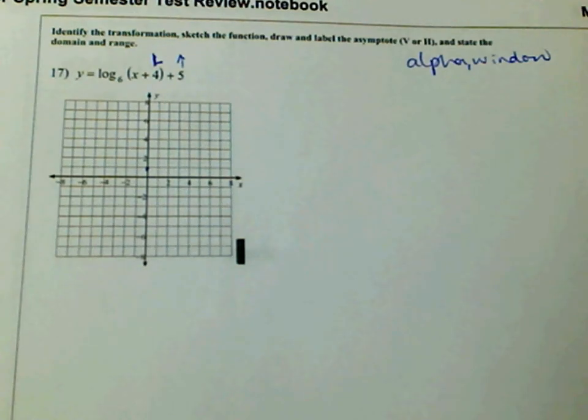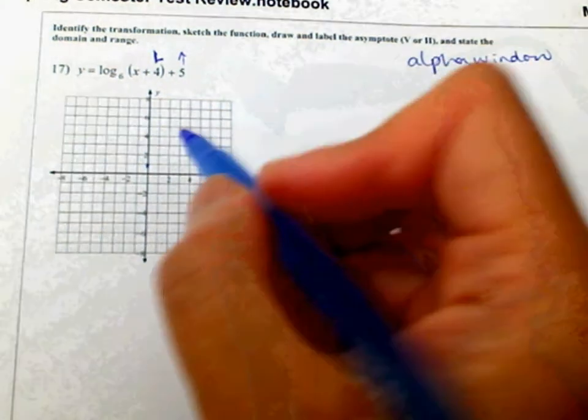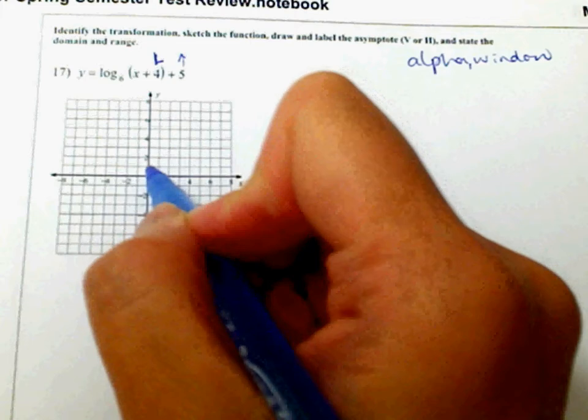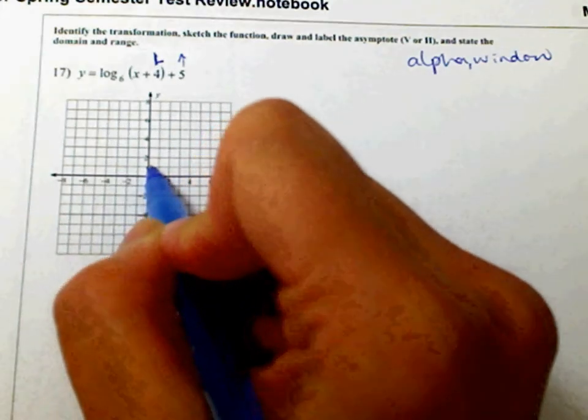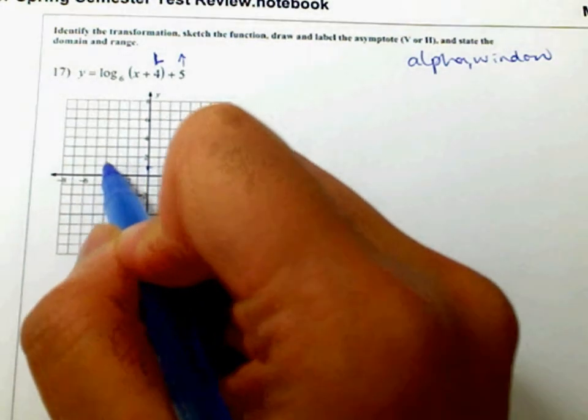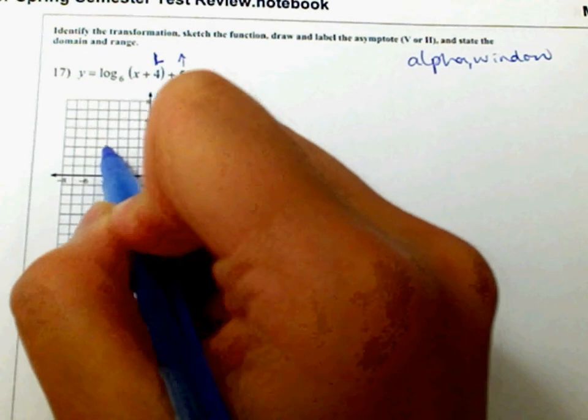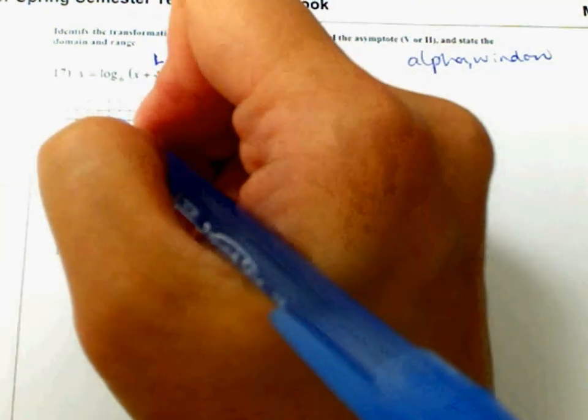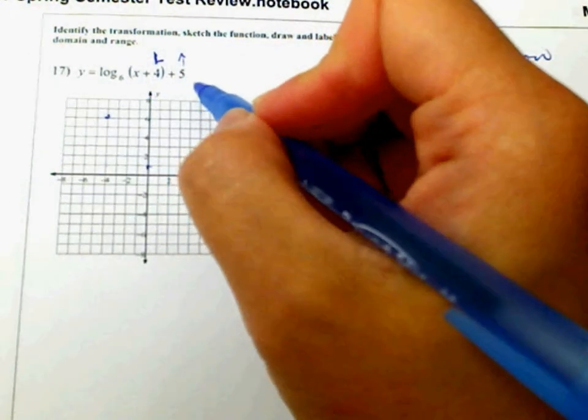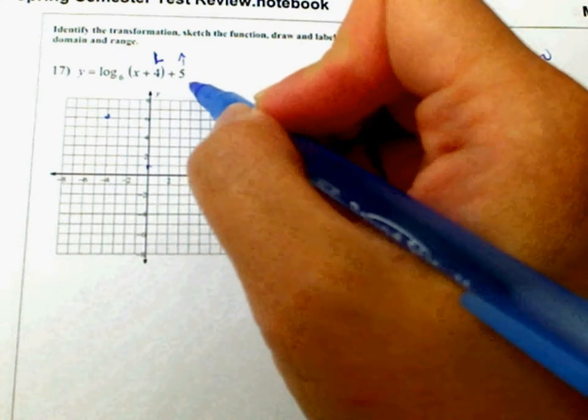Now, on this part, this is what's taking place. You're going from here, 0, 1, you're going to move over left 4. 1, 2, 3, 4, 5 up. 1, 2, 3, 4, 5. Ready? This kind of gives you your asymptote as well. So you're never going to cross at -5.